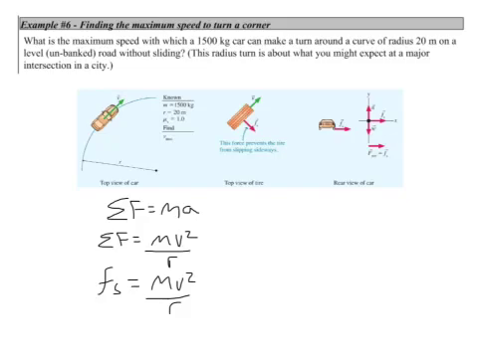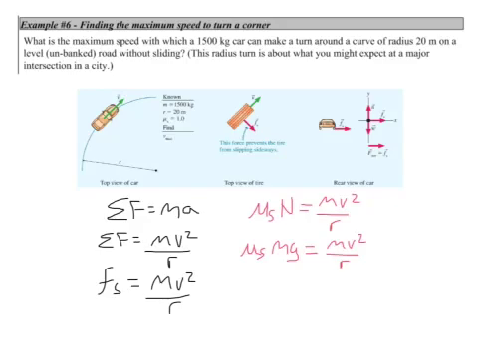Now, remember, static friction has a maximum possible value, which is equal to the coefficient of friction times the normal force. The normal force is equal to the weight in this case because there's no acceleration in the y direction. So we can set all this equal. Because the static friction force has a maximum value, there will be a maximum speed with which the car can turn without sliding. This maximum speed is reached when the static friction reaches its maximum.